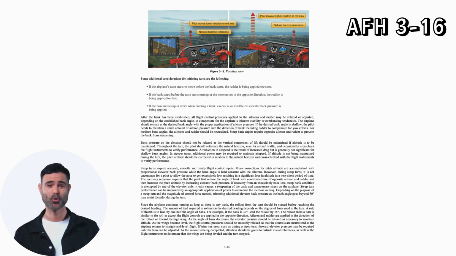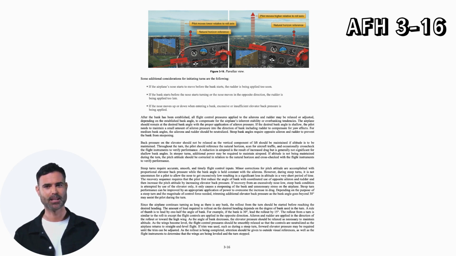The amount of lead required to roll out on the desired heading depends on the degree of bank used in the turn. A rule of thumb is to lead by 1/2 the angle of bank. For example, if the bank is 30 degrees, lead the rollout by 15 degrees. The rollout from a turn is similar to the roll-in, except the flight controls are applied in the opposite direction. Aileron and rudder are applied in the direction of the rollout, or toward the high wing.